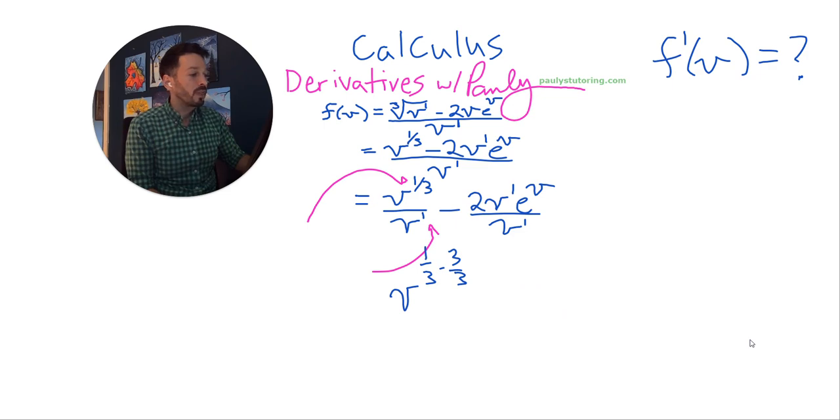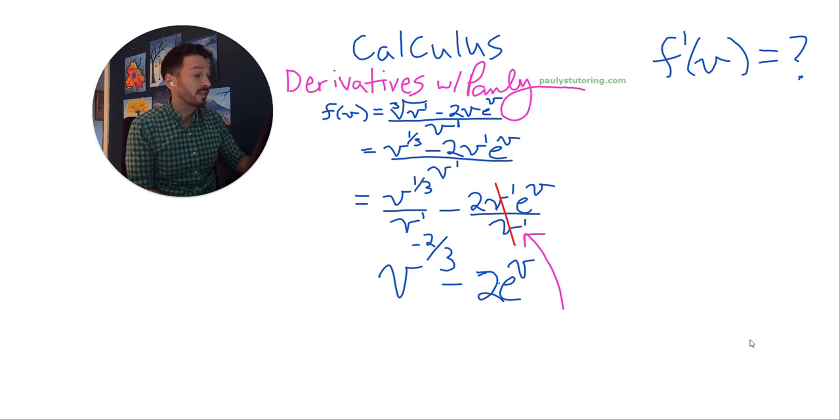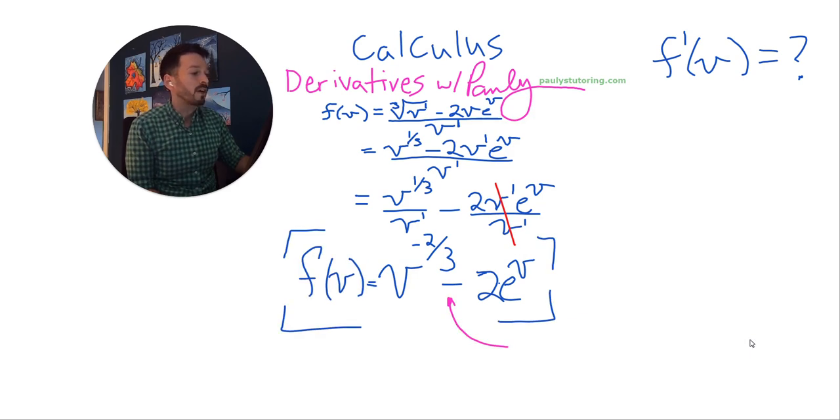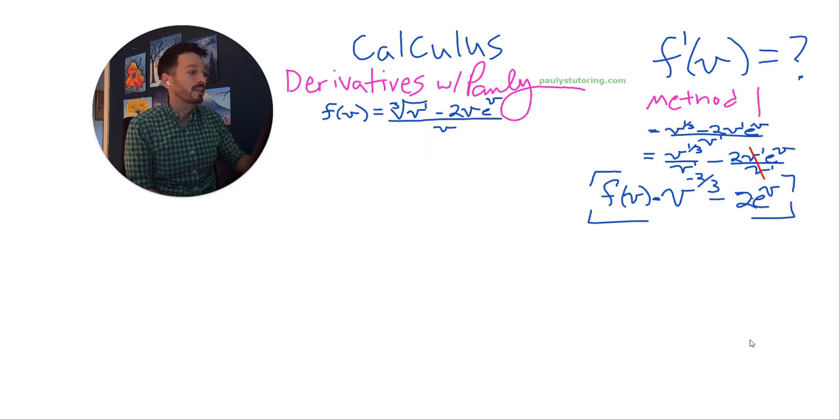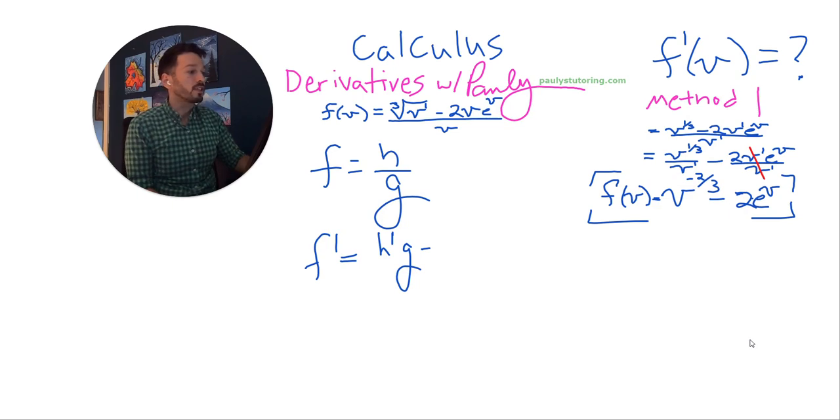So we have 1/3 take away 3/3. We subtract them. If I had x to the 5th over x squared, that's x to the 3rd power, right? Okay, so we'll get v to the negative 2/3. Here the v's just cancel, and we now have a function that's no longer a fraction but separated by subtraction, so we can differentiate these terms individually. That's method one.